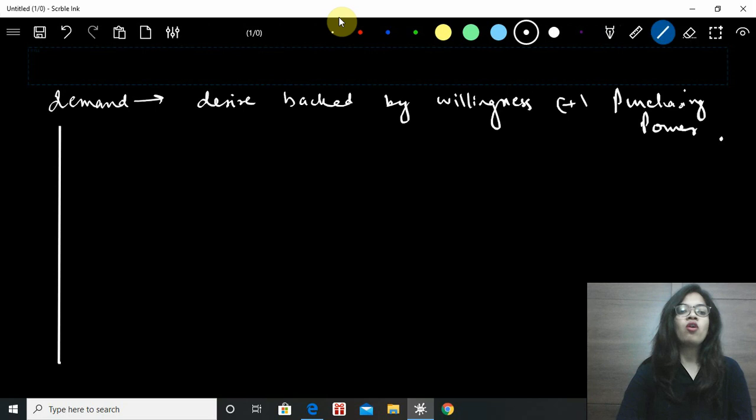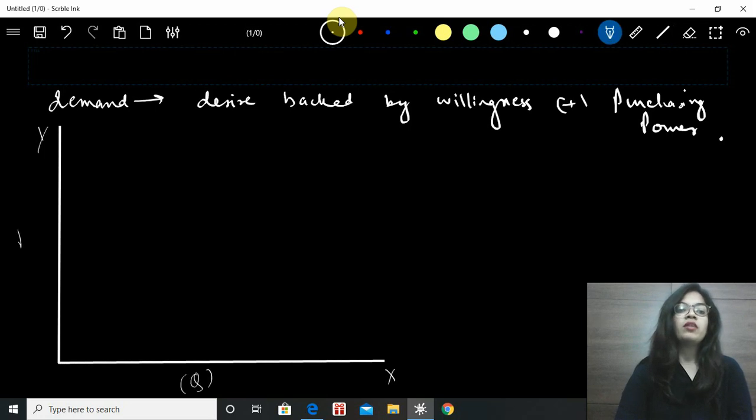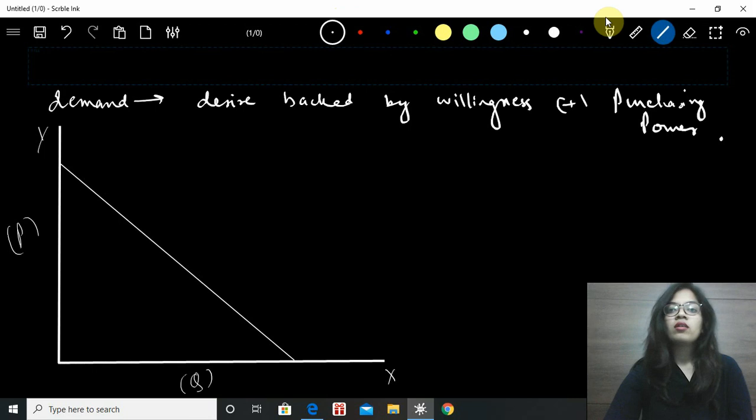If I am to draw a graph here, this is going to be my y-axis, this is going to be my x-axis. We always take the independent variable on the x-axis, so we'll take quantity here, and the dependent variable on y-axis, which is the price. Now my graph for demand is downward sloping to the right because of the law of demand, which states that demand is inversely proportional to price.